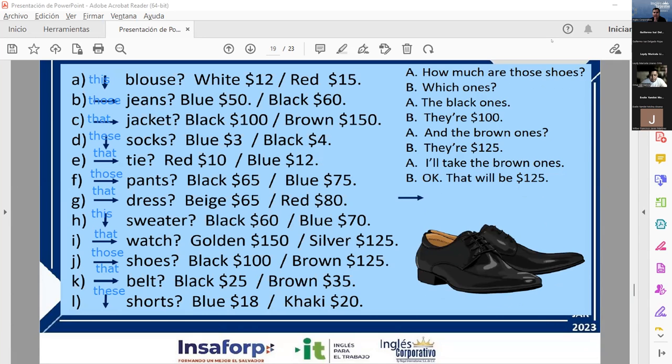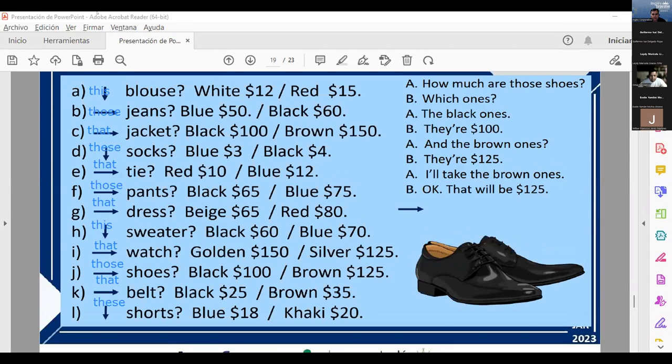Okay. Let's practice. How much are those shoes? Which ones? The black ones. They're $100. And the brown ones? They're $125. That's expensive. I'll take the brown ones. Okay, that will be $125. Thanks. Dólares americanos. Okay.